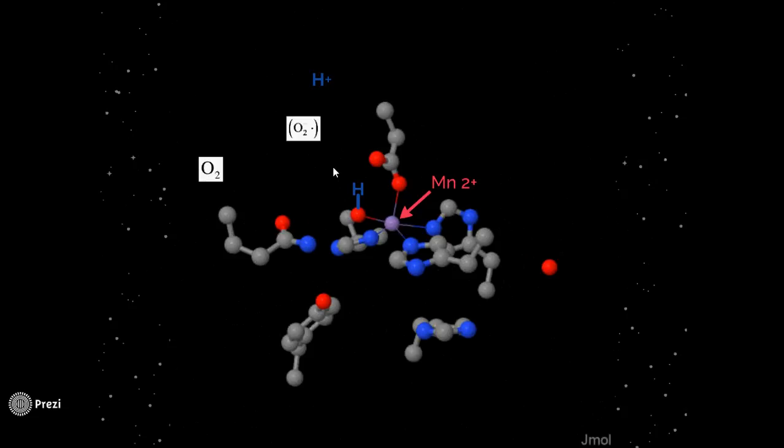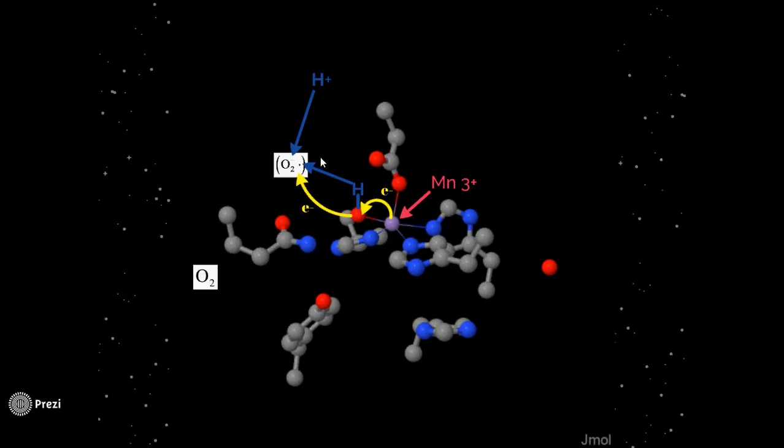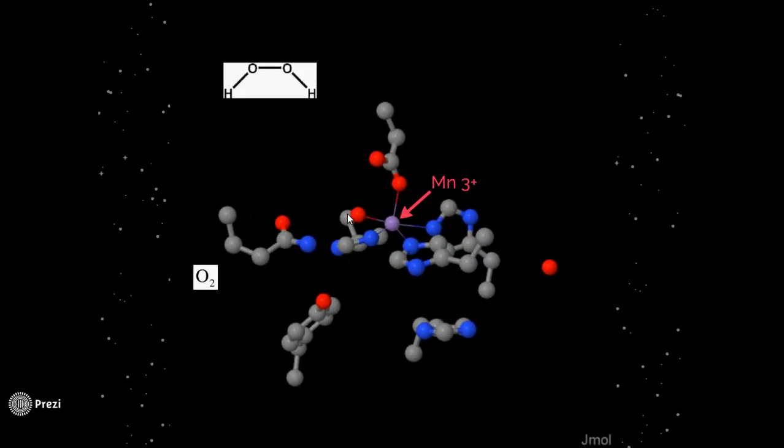Next, a second superoxide molecule enters the active site with another proton in solution. It takes an electron and hydrogen from the water ligand. The ligand then oxidizes manganese back to 3+, and it becomes hydroxide once again. Thus, the overall reaction is this.